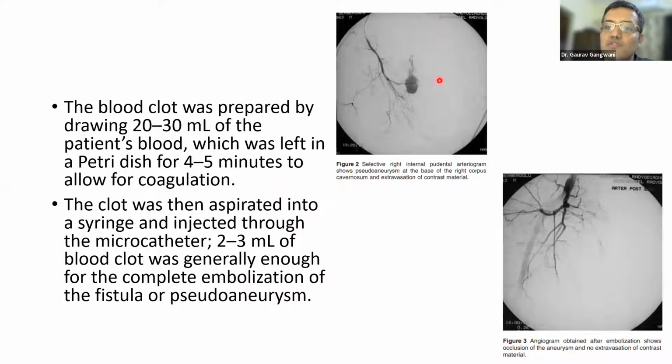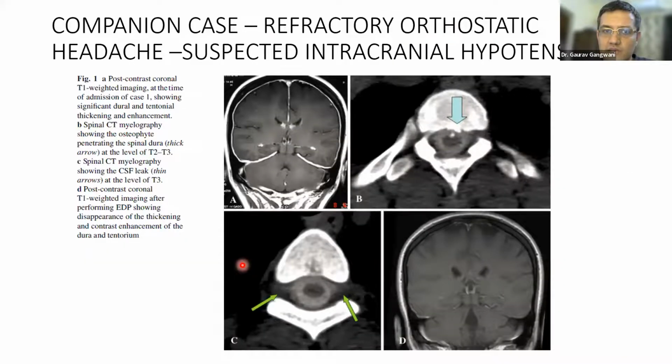Super selective angio showed the pseudoaneurysm and the bleed and the extravasation that was going on, and that was well embolized and taken care of, and relieved the patient. So all you need to do is aspirate 20 to 30 ml of the patient's blood, keep it in a petri dish for 4 to 5 minutes, allow it to coagulate, collect it in a syringe, and just inject it through the microcatheter. Usually 2 to 3 ml is more than enough. This is a very important second main indication of using autologous blood clot, so a companion case.